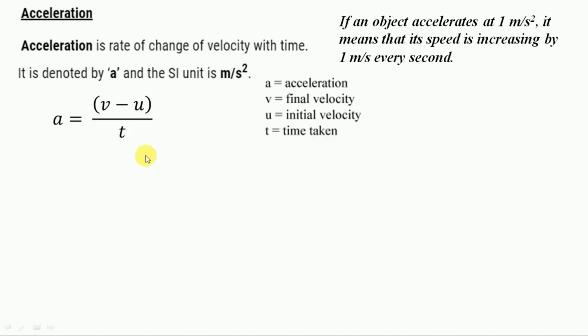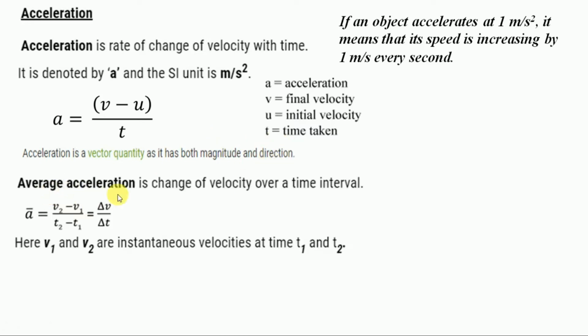So this is the formula for acceleration. A is equal to (V minus U) by T. So V minus U means change in speed, V is the final speed and U is the initial speed, divided by T. Or we can say velocity, as we are talking about motion in a straight line. So acceleration is a vector quantity, that means it has both magnitude and direction.